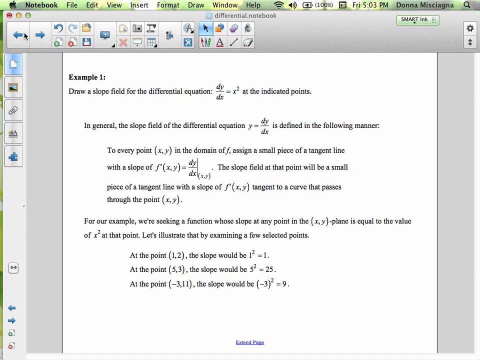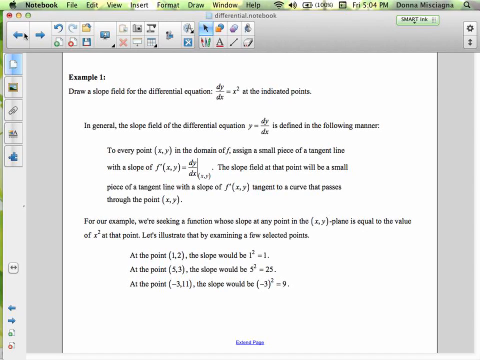So in this case, if we plugged in at the point (1, 2), the slope would be 1, because 1 squared is 1. Actually, no, this is a different equation. I'm sorry, this is dy/dx equals x squared. We had dy/dx equals 2x. This is a different equation, and I don't have the slope field here, or even a place to draw my slope field.